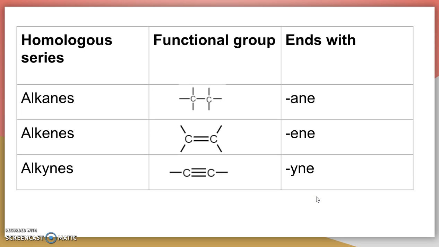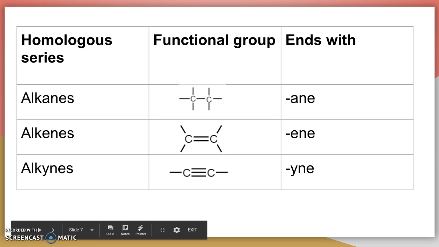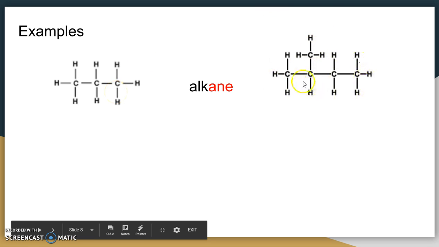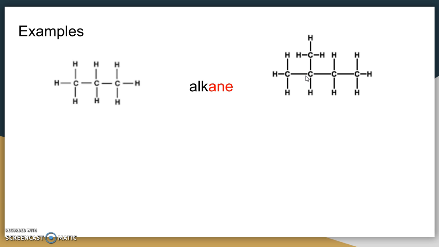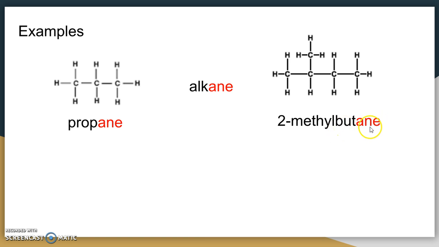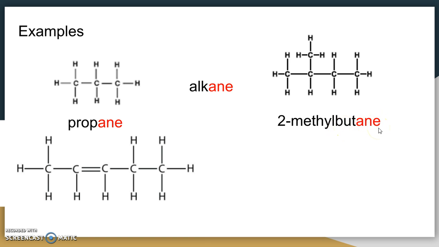Okay, now just to make this a bit more clear, let's look at specific examples. Here we have our alkanes. Can you see that between the carbons we only have single bonds? Here is one example, and there's another example. If we look at their names, this one is named propane. At this stage we only focus on the last part. We'll get to the first later. This one is called 2-methyl-butane. Don't worry too much about how we get there. The important thing is it ends in ane.